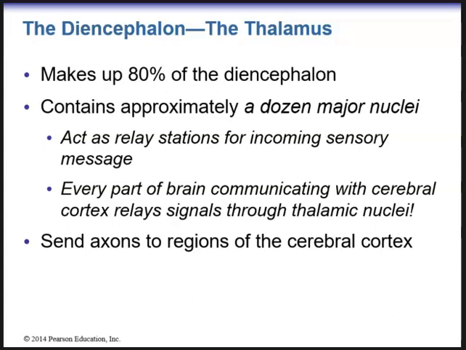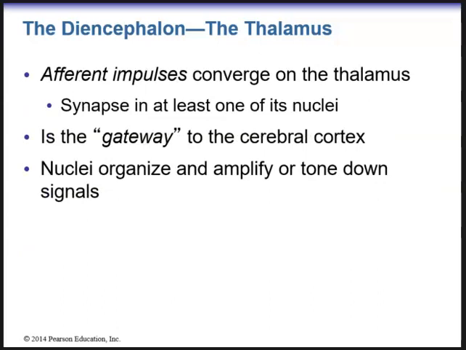The thalamus makes up 80% of the diencephalon and contains approximately a dozen major nuclei. The thalamus acts as a relay station for incoming sensory messages. Every part of the brain communicating with the cerebral cortex relays signals through the thalamic nuclei. It then sends axons to regions of the cerebral cortex. Afferent impulses converge on the thalamus and synapse in at least one of its nuclei. It's known as the gateway to the cerebral cortex. Nuclei organize and amplify or tone down signals within the thalamus.